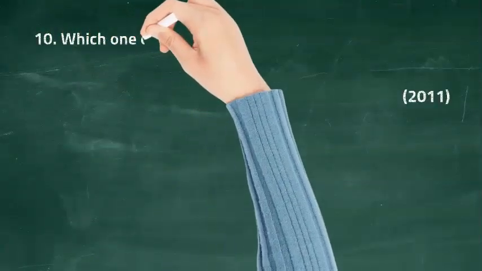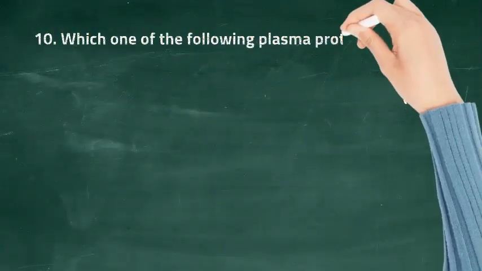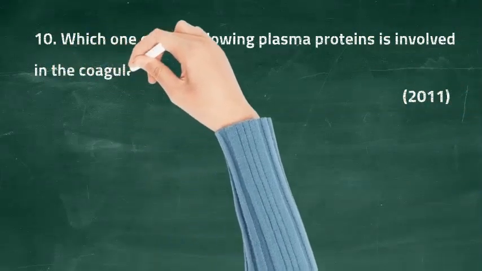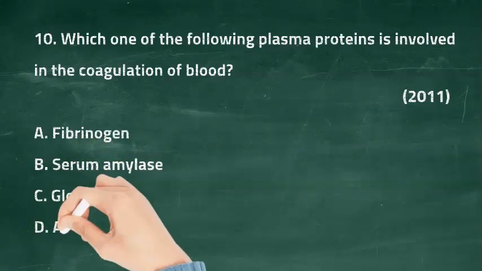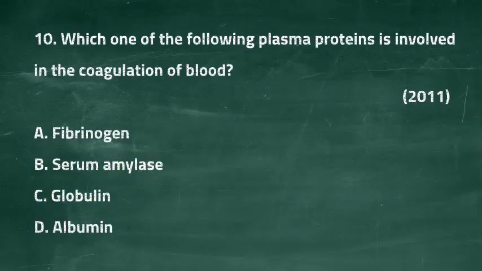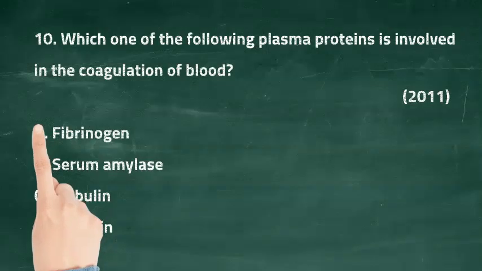So the last question for this lecture is: which one of the following plasma proteins is involved in the coagulation of blood? Option A is fibrinogen, option B is serum amylase, option C is globulin, and option D is albumin. So the right answer is option A, which is fibrinogen.